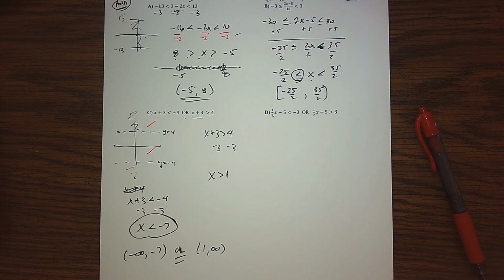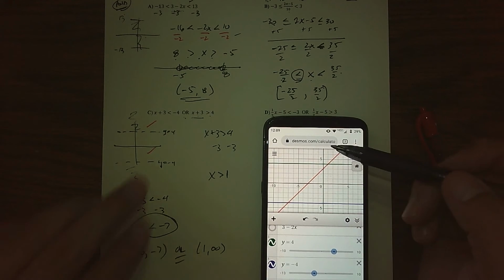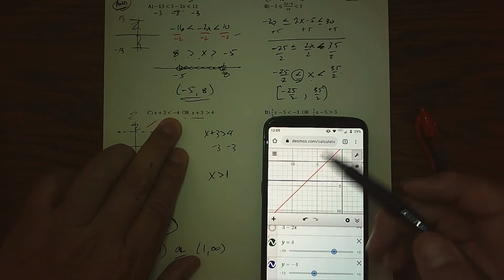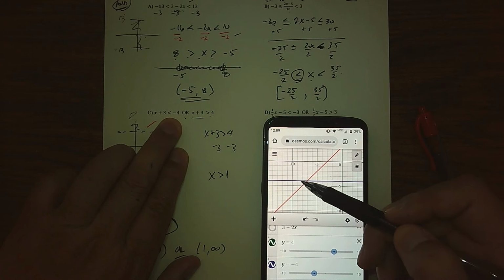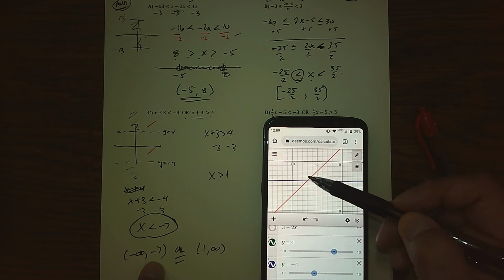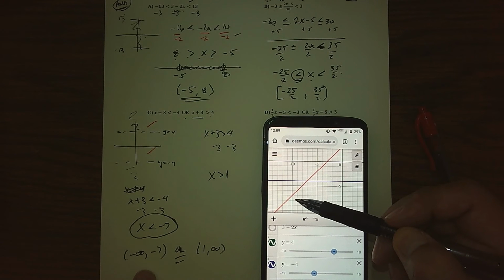Okay, so let me zero in so we can see that a little better. Okay, so there's basically the graph of the situation. Now again, we want to know when we're less than -4. So this line, x plus 3, has to be below -4, which is this gray line. So that's occurring right at -7. At -7, the graph of the line is below -4. So that interval looks good.